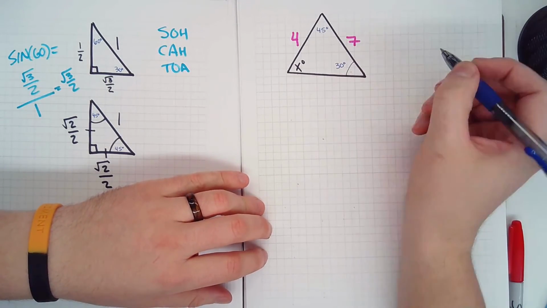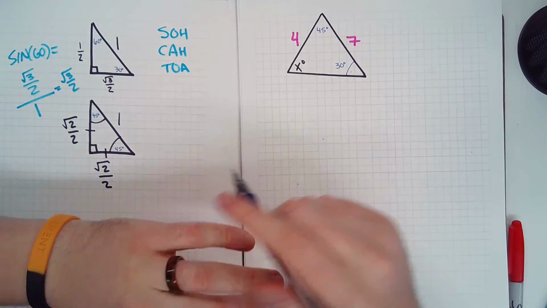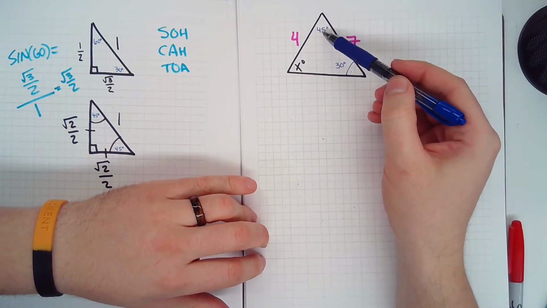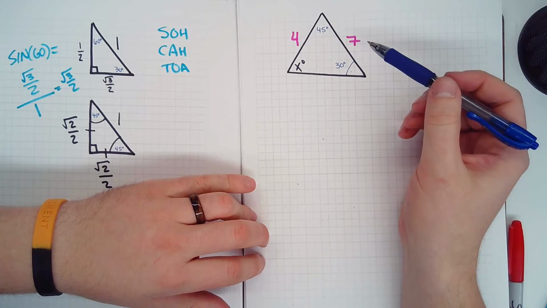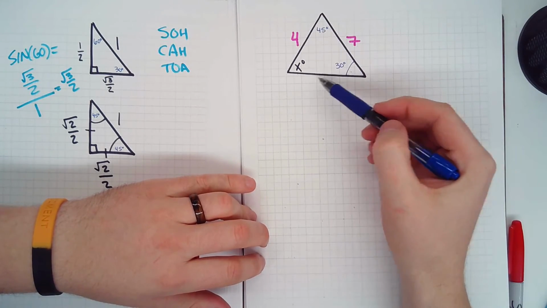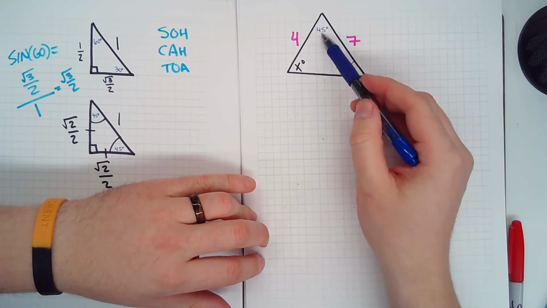The point I'm trying to make here is that you shouldn't just assume that the angles they give you are the angles you need. This 45 goes with this side. We have no information here. So that's not how we want to set it up. We want to set it up with these two and these two associated.